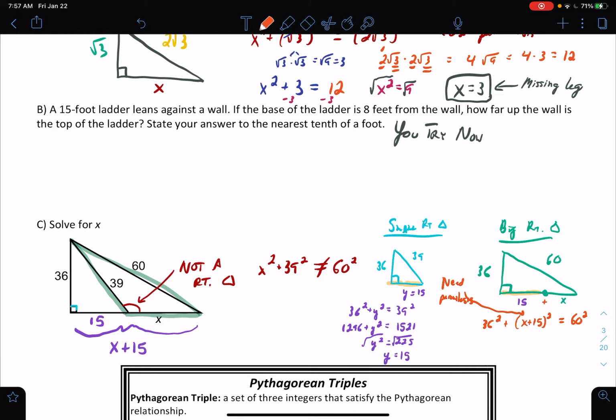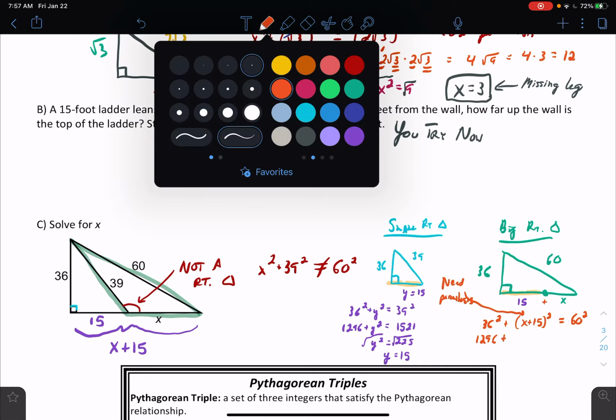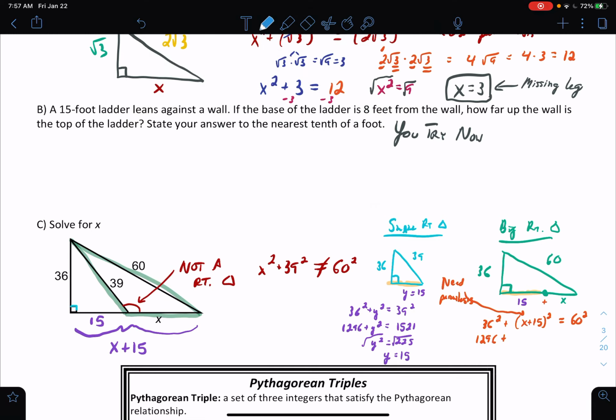Okay, so 36 squared, we already know that from the last problem, that's 1296. Plus, now here is where we've got to be very careful. Because remember, x plus 15 squared, and I'm running out of room, so I'm going to throw it over here. x plus 15 squared is the same thing as x plus 15 times x plus 15. We need to make sure that we're multiplying the binomial by the binomial.